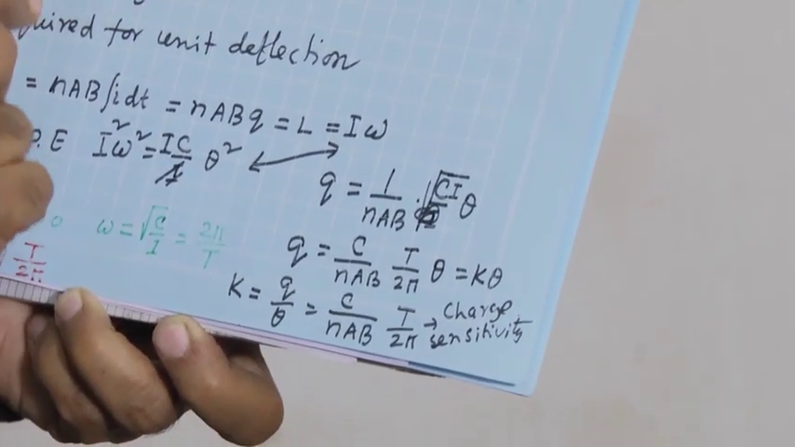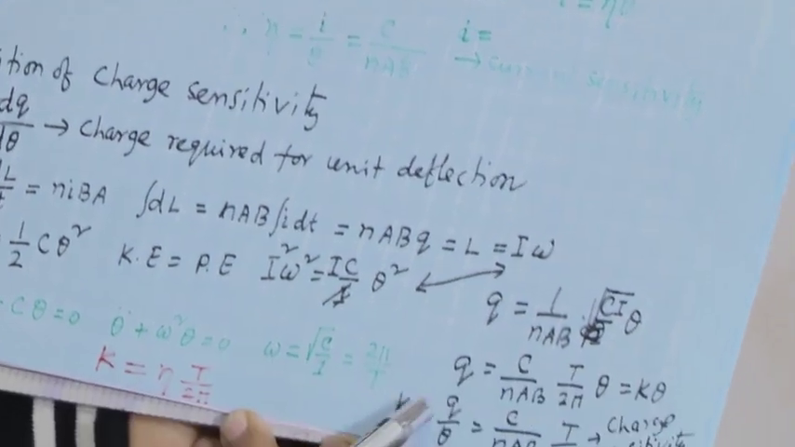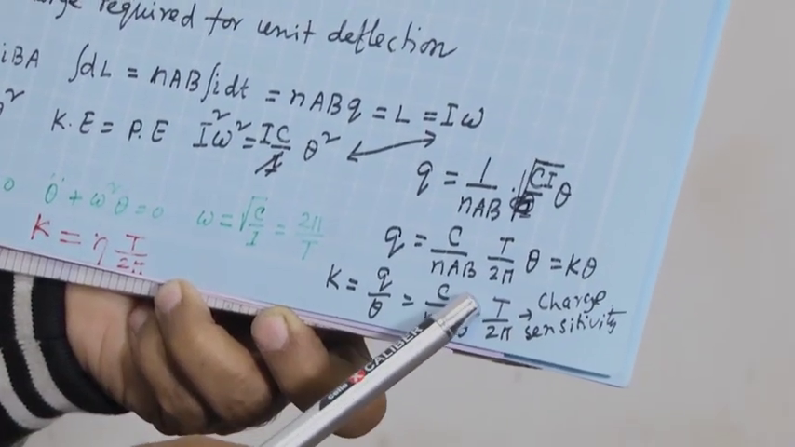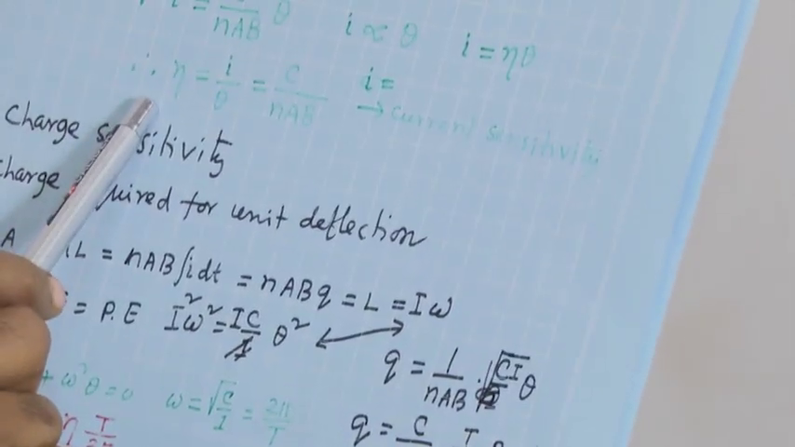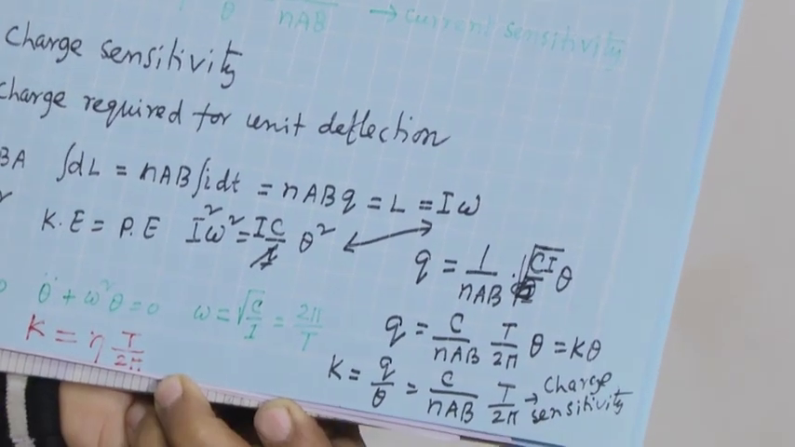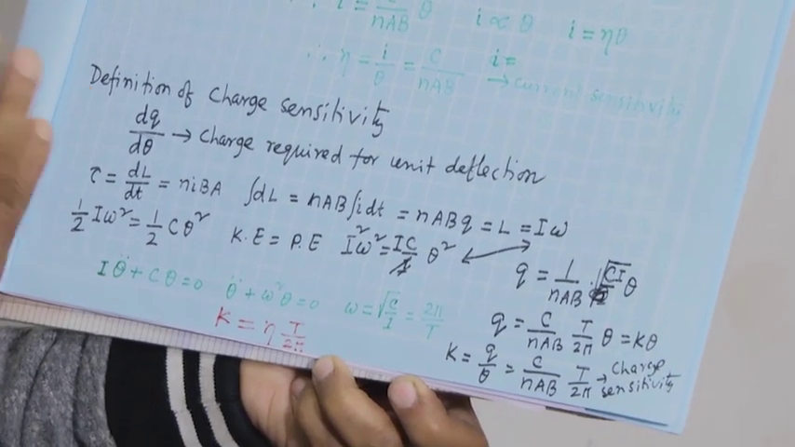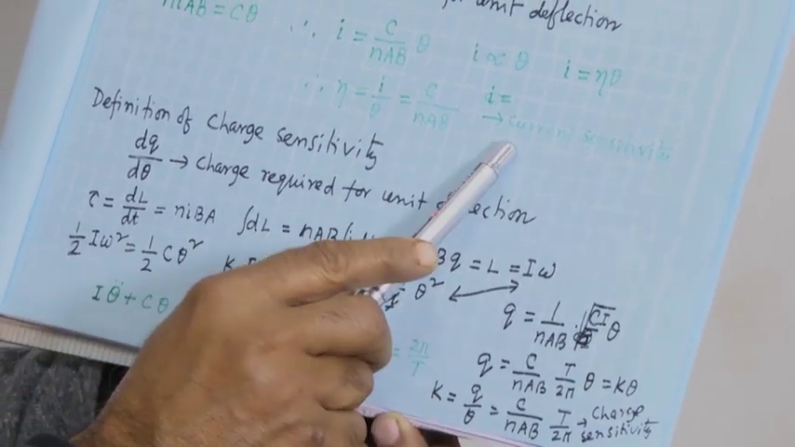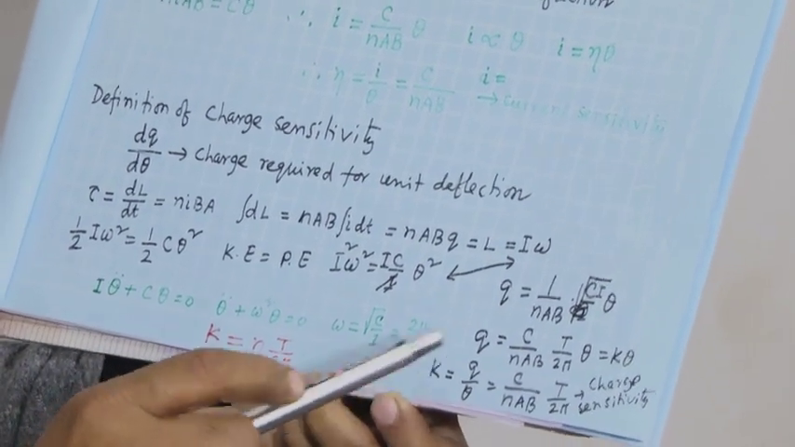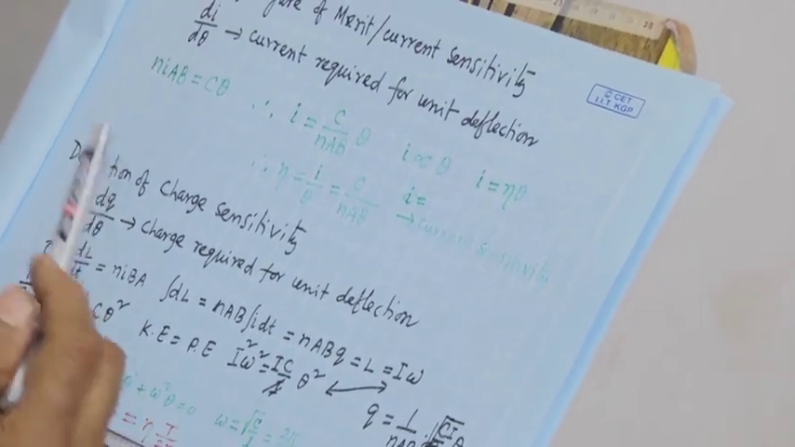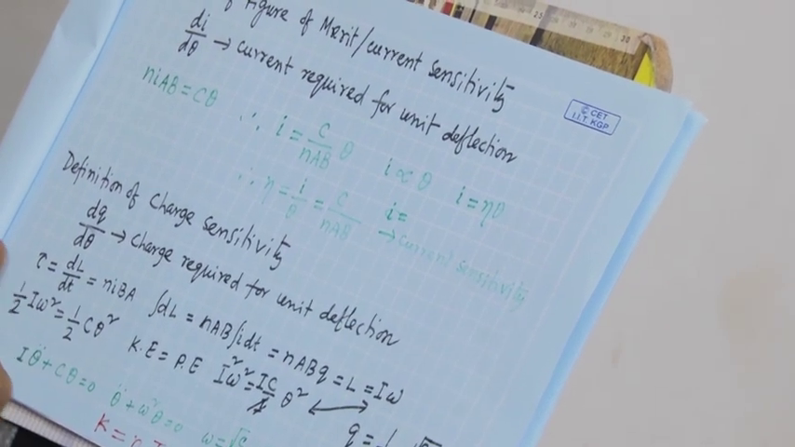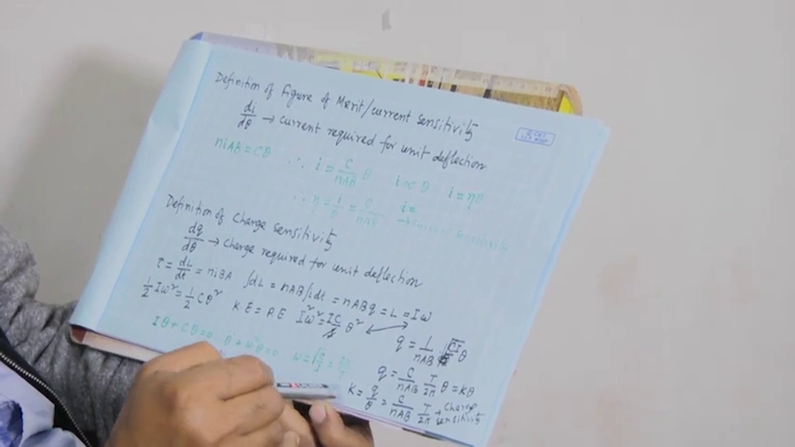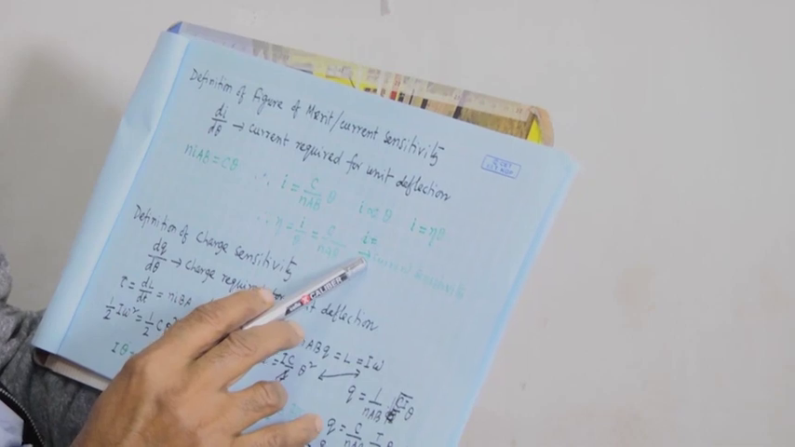Now c by n a b is nothing but eta, so this k is equal to eta T by 2 pi. That means if I know the current sensitivity eta, then I only have to find out the time period of the oscillation of this coil. If I find the time period of the oscillation of the coil, and I know the current sensitivity eta, then I will know the charge sensitivity. So if I calculate the current sensitivity, I only have to find out the time period of the oscillation of the coil, then we will know the charge sensitivity along with the current sensitivity, right?